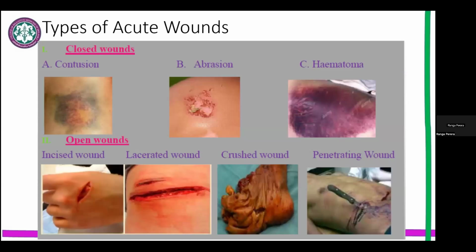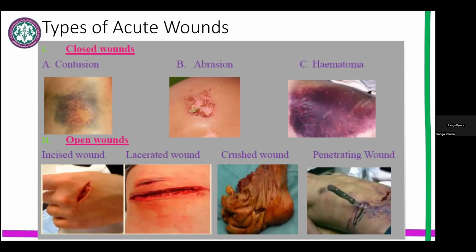Right. So basically we have acute wounds and chronic wounds. Acute wounds can be open wounds and closed wounds. Closed wounds we can classify into contusions, abrasions, and hematoma. In contusions, tissues are damaged and there will be underlying clotting of blood. Blood is accumulated and the external wound is crushed.